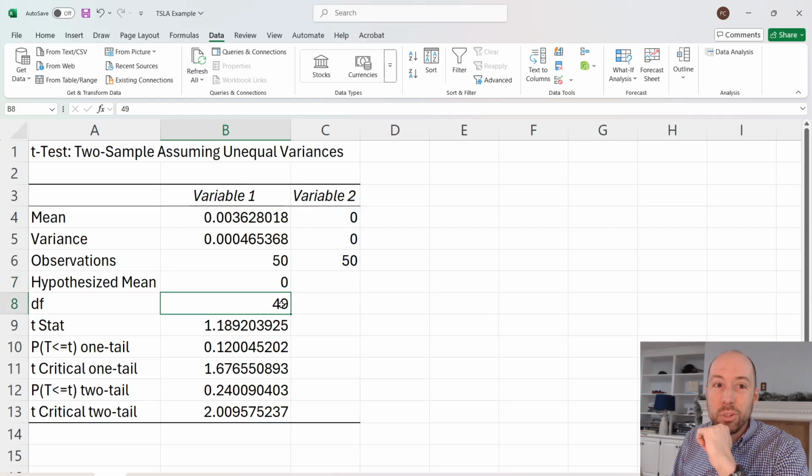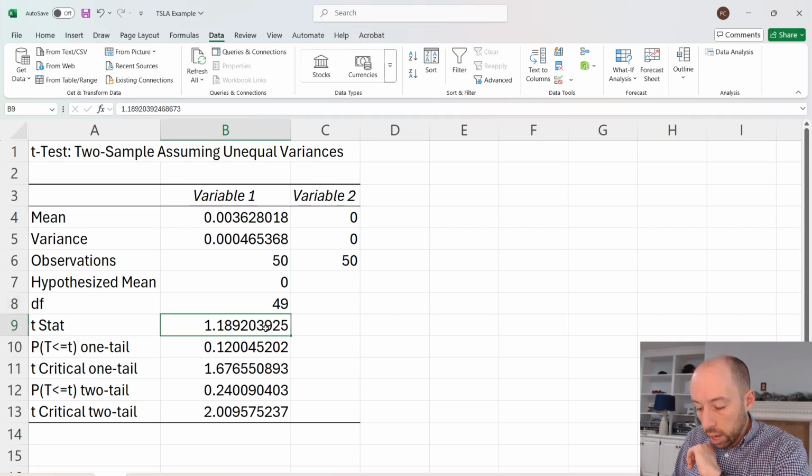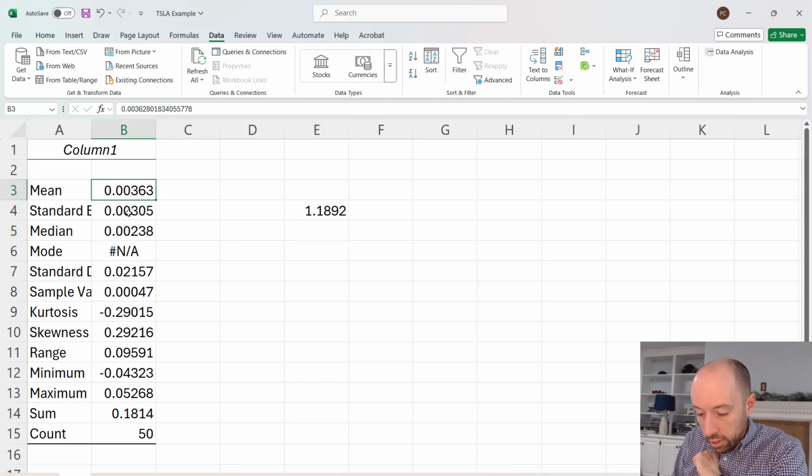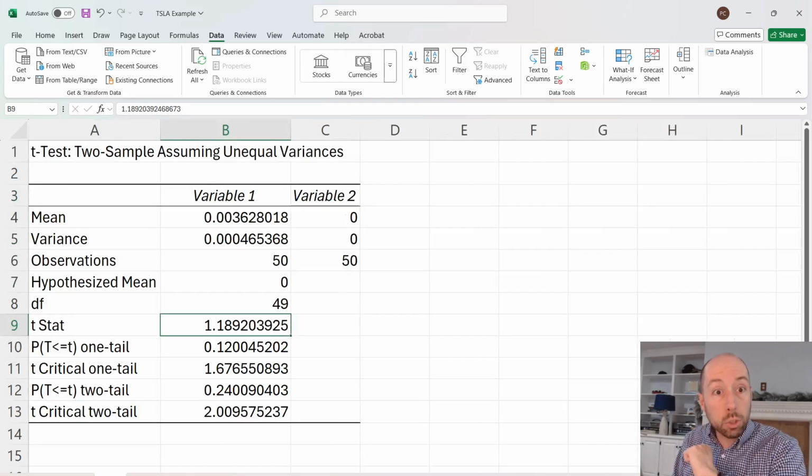I have degrees of freedom, which is very important in a small sample. So we're going to have more to say about that. And I've got a t-statistic that I recognize as being exactly the same number that I cooked up myself when I did it from scratch using the mean and the standard error. Okay, so it does work.